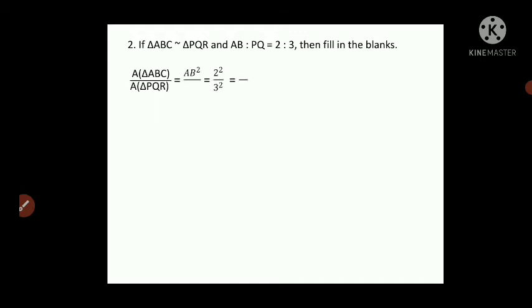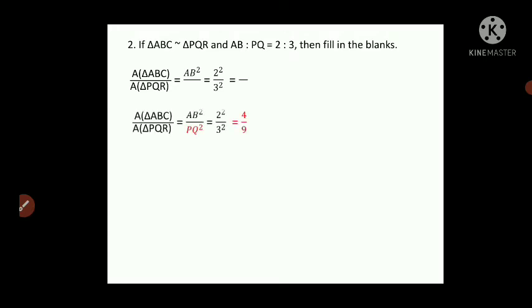Now students, we will move to question number 2, which is an activity. It is given that triangle ABC and triangle PQR are similar and the ratio of AB is to PQ is 2:3. Then you fill in the blanks. Area of triangle ABC upon area of triangle PQR will be AB square upon box dash is equal to 2 square upon 3 square will be dash. So it is an activity, we will fill the activity. As both the triangles are similar, we will use the property of the theorem of areas of similar triangles.